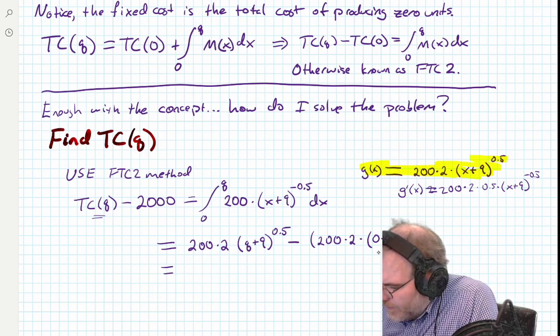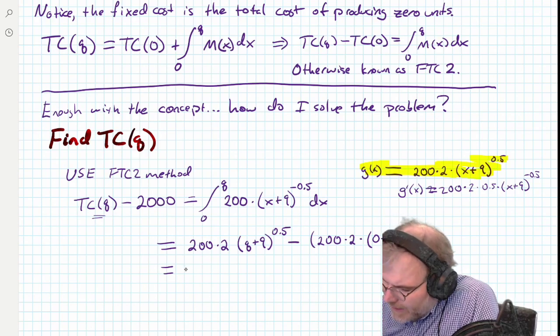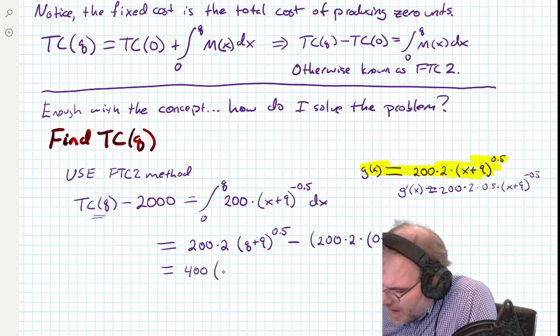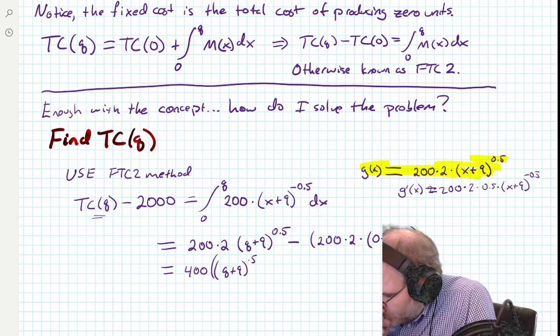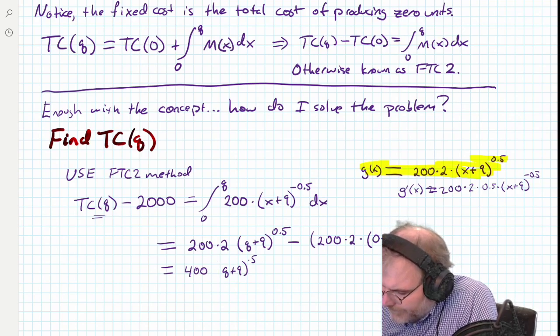There's going to be a 400 there. That could come out. Q plus 9 to the 0.5. I can't do anything about you. I'll leave the 400 there.